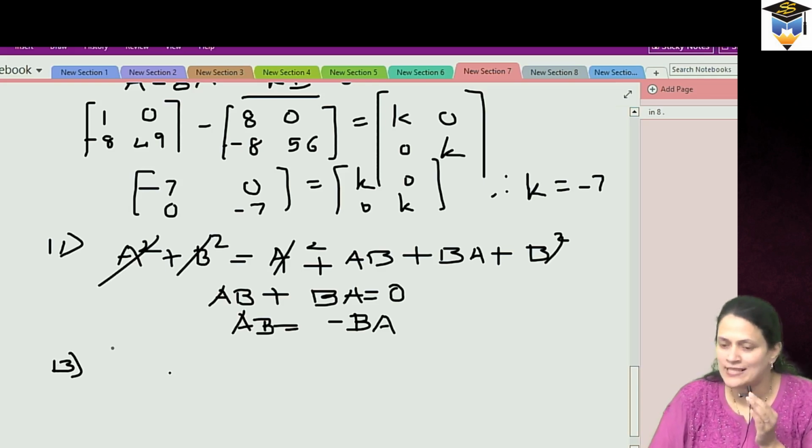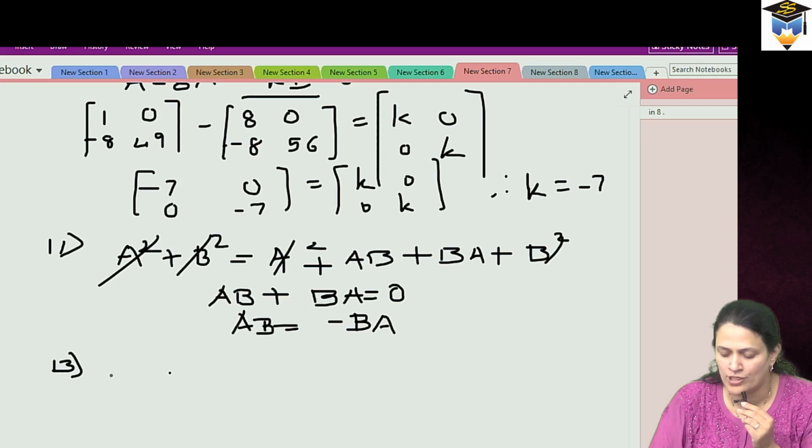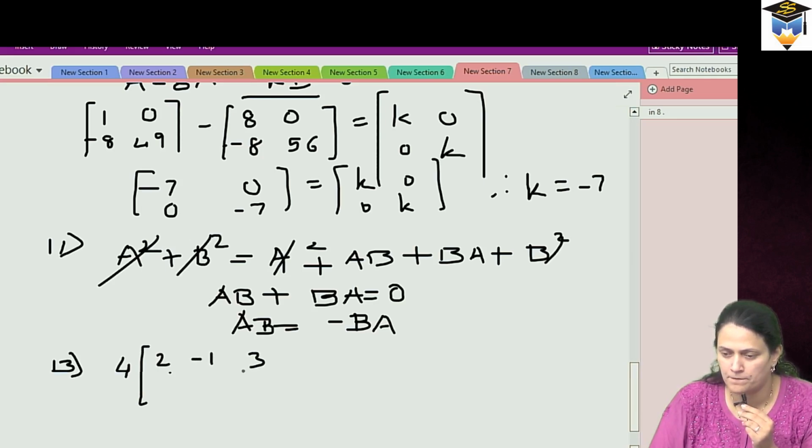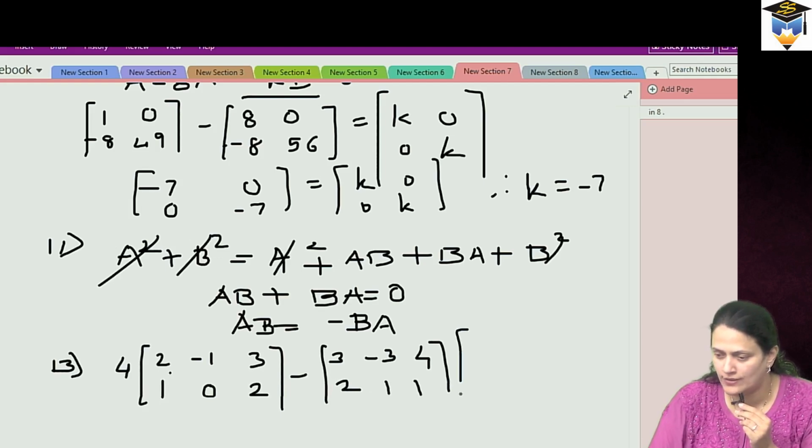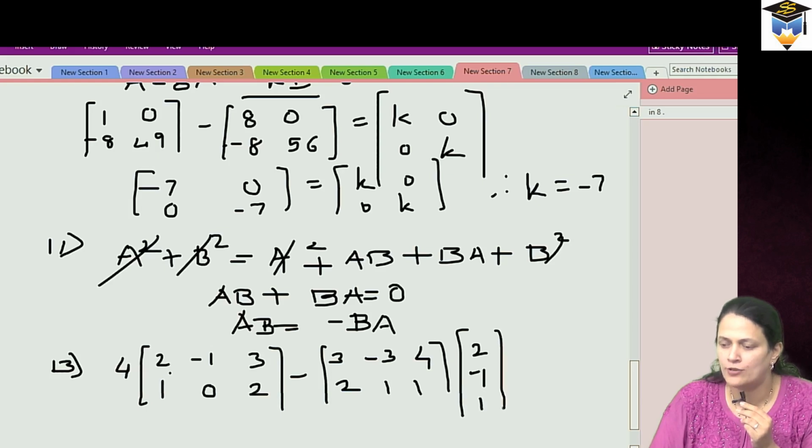So now if you can see, the question is 4. Inside the bracket it is [2 -1 3; 1 0 2], minus 3 [4 2 1; 1 ...], into this bracket, that is [2 -1 1]. Those values are given to you as x and y.